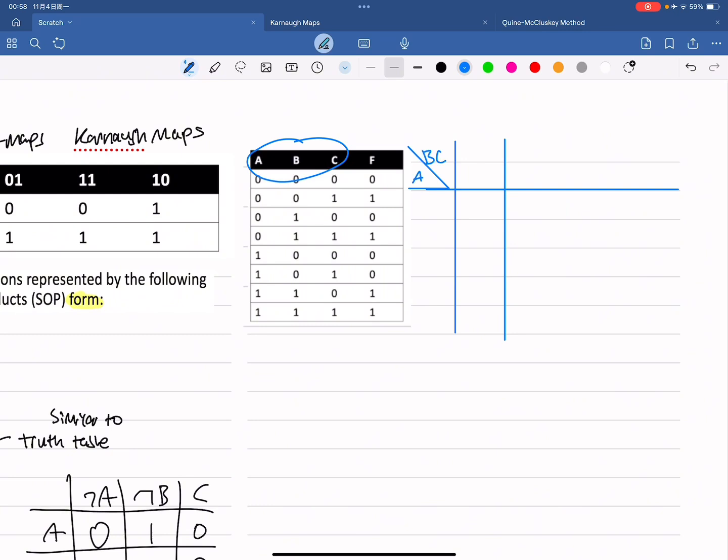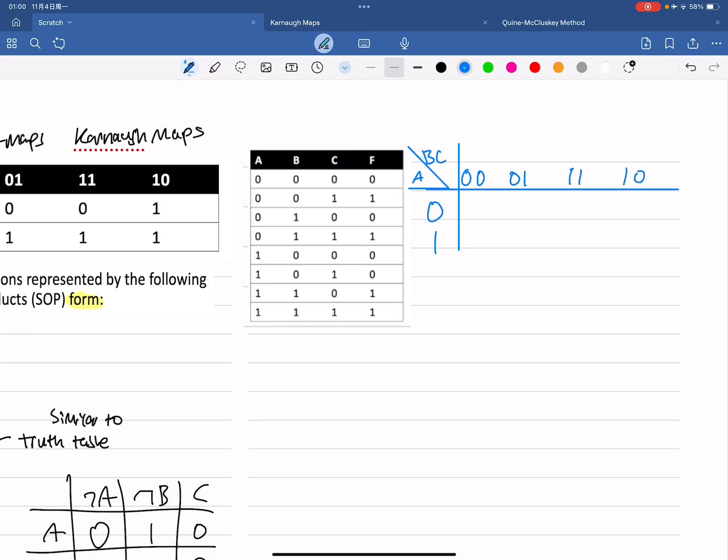Let me add some rows. Actually, let's not. So, vertically speaking, with only A, there can only be two outputs, 0 or 1. So that's pretty simple. However, with B and C, there will be two variables, and then we can only have two each, so that's 2 to the power of 2, which is 4. So there will be 4 columns. I was going to say rows.